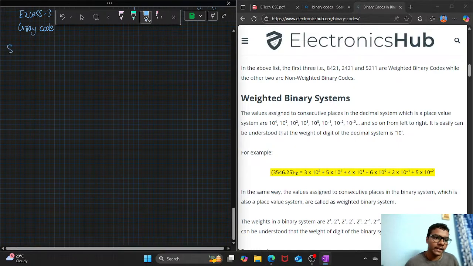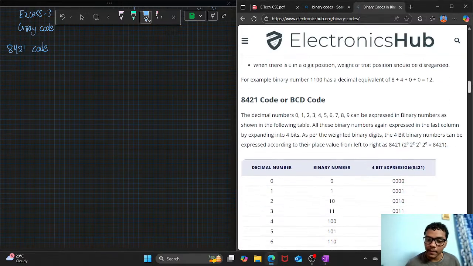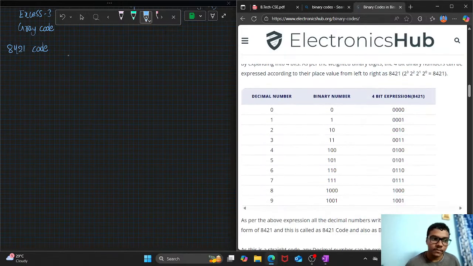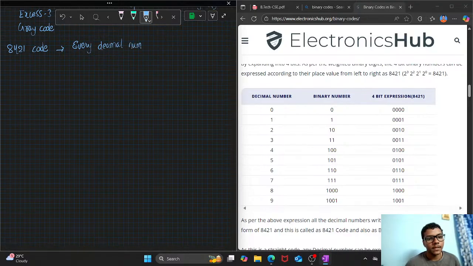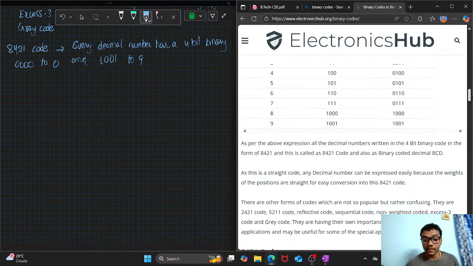So let's look at the 8421 code. By this code, every decimal number is assigned a binary number. Every decimal number has a 4-bit binary, ranging from 0000 to 0, and 1001 to 9. You can write this table, right?